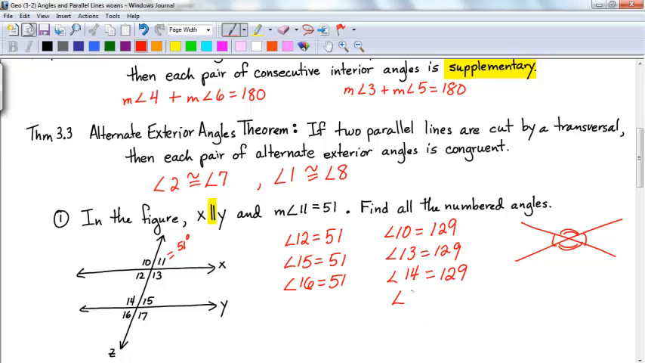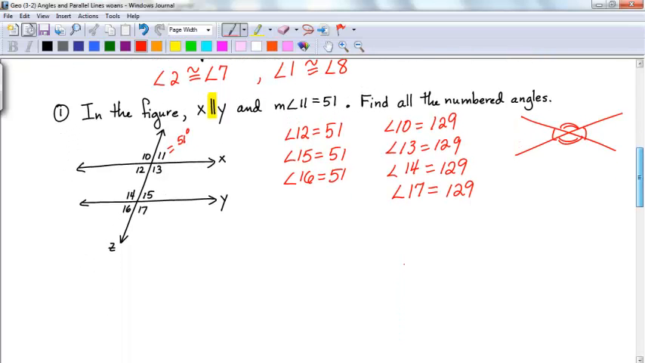14 and 17. 129. 10. Oh, how come I didn't? 11 was given, right? 10, 11, 12, 13, 14, 15, 16, 17. We got them all. So it's not too bad once you start going through the picture. Use your definitions of your angles. Everybody okay with those? Okay. Go to the back page.